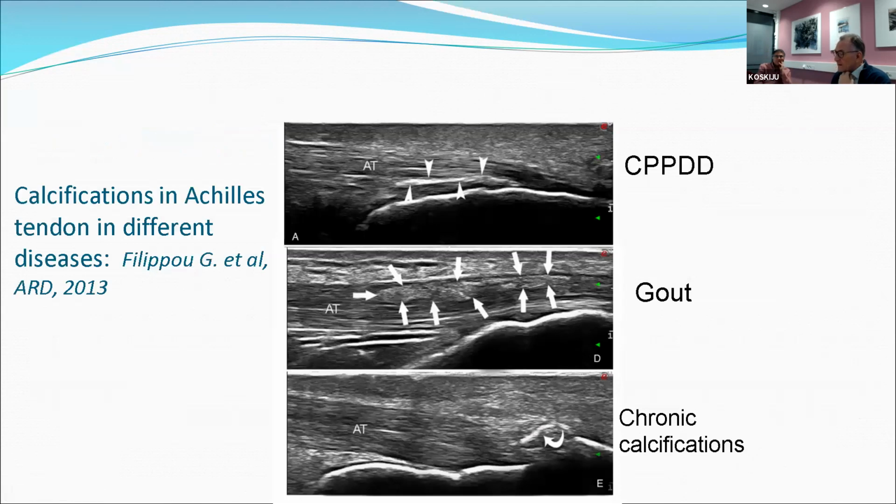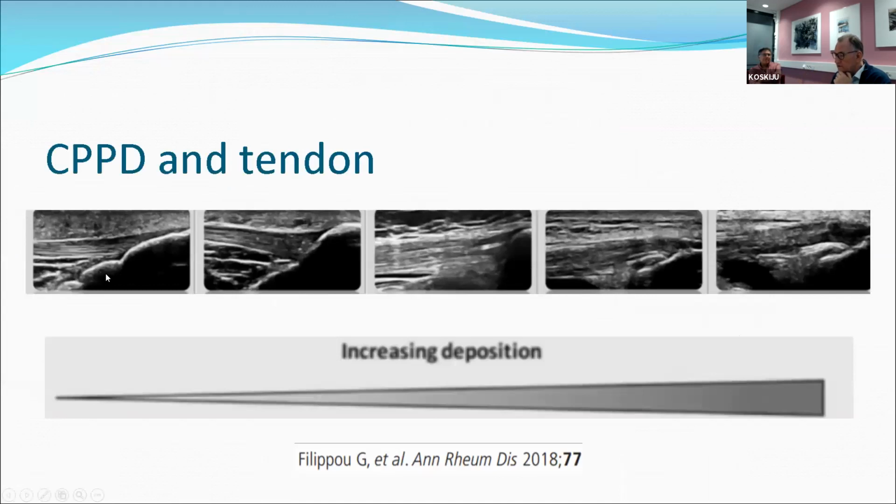Also in tendons, we can have CPPD, but as you see, it's like an enthesophyte, but probably it's more soft, and it's more in gout. It's even more soft tissue here, and chronic calcifications are harder, but it can be difficult to say using ultrasound. Just a few examples of CPPD in tendon. It seems to be the attachment, probably of the patellar to the distal end of the patella, with increasing deposition of CPPD.